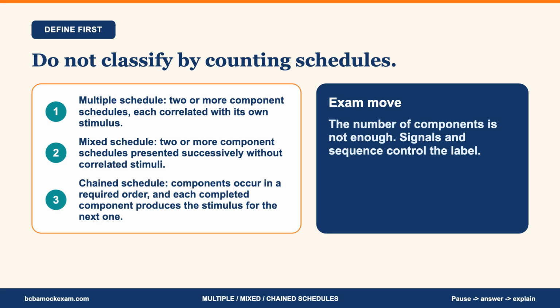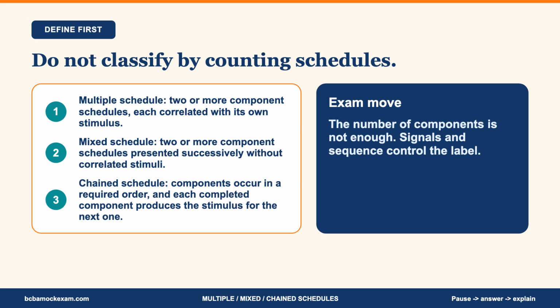Start with the definitions. A multiple schedule has two or more component schedules, and each component is correlated with its own stimulus. A mixed schedule also has two or more component schedules, but the learner does not get clear correlated stimuli that signal which component is in effect.